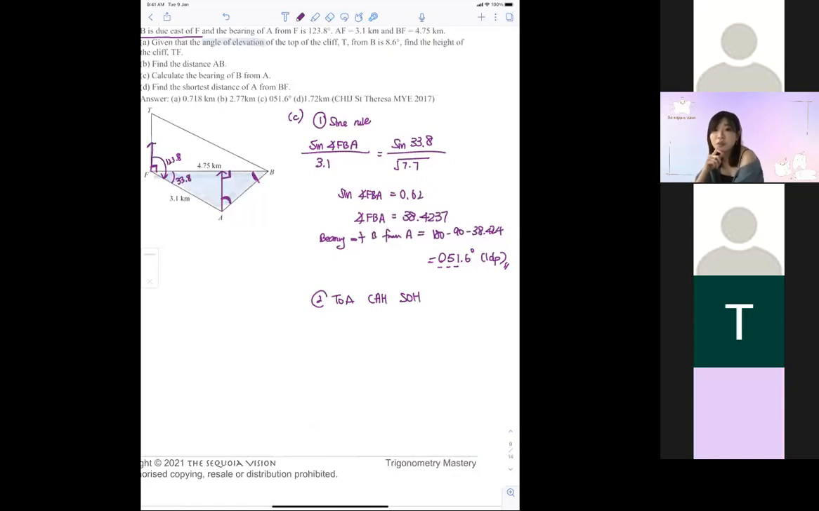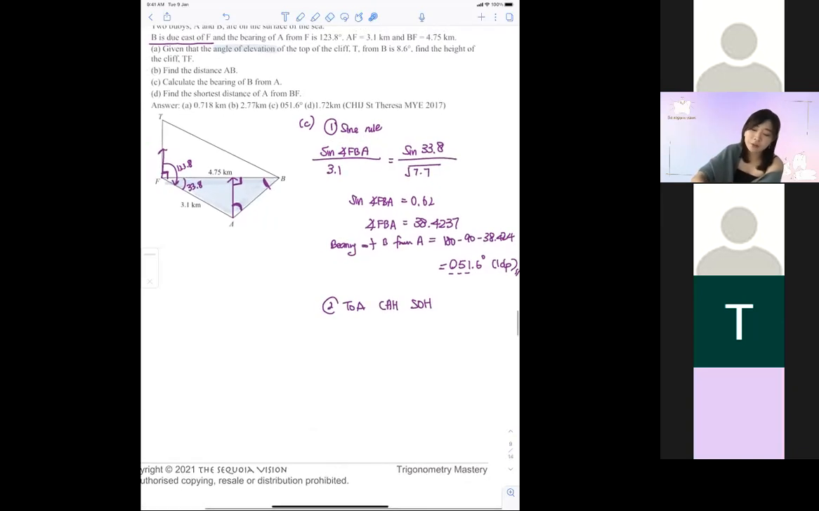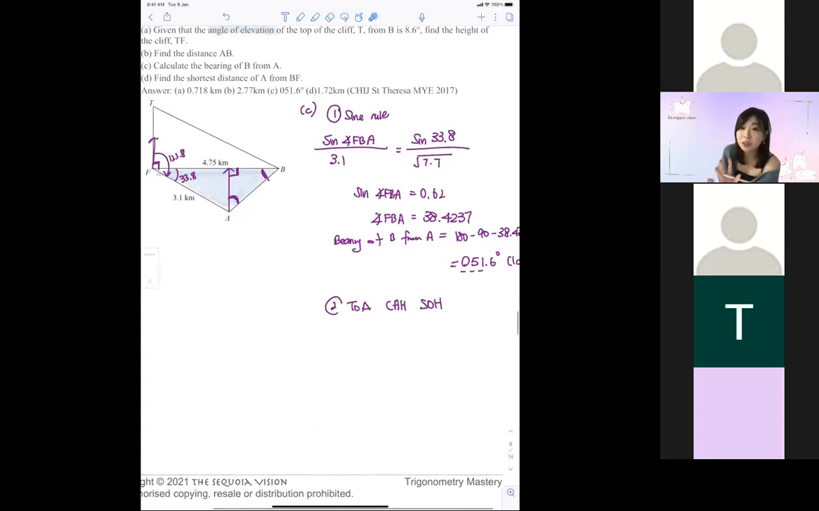Are you okay with method 1, the sine rule? Now, if you're not so comfortable with the sine rule, which is normal, especially for Sec 3 this year, you just learned this, it's okay. That is still the second method. As long as you see a 90-degree in a triangle, there's hope because you can use SOH CAH TOA as well. So let's see how I can use SOH CAH TOA.